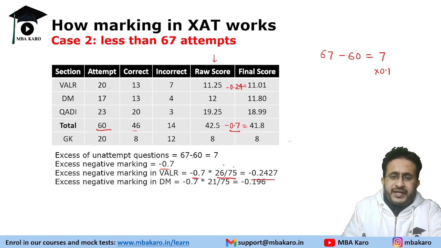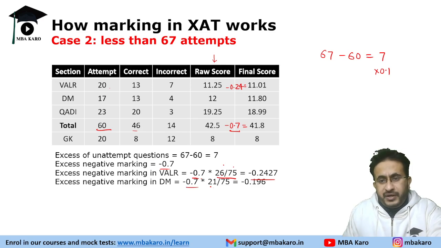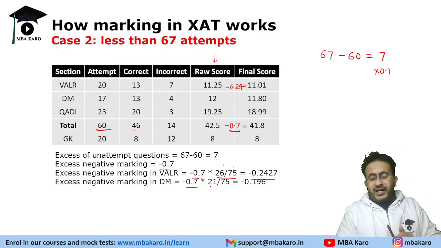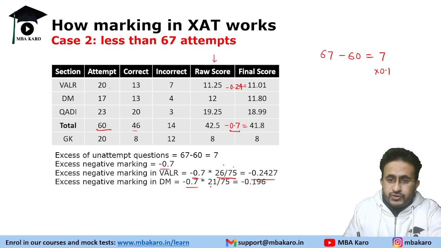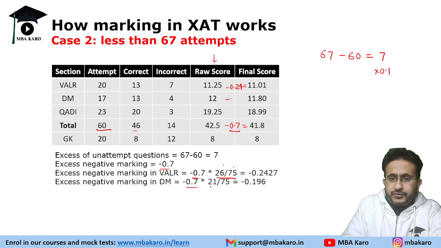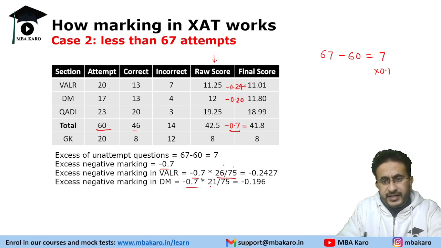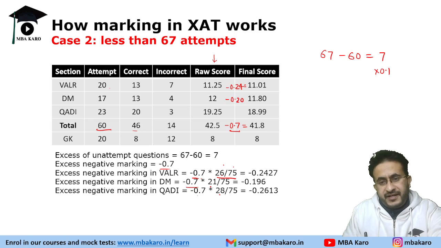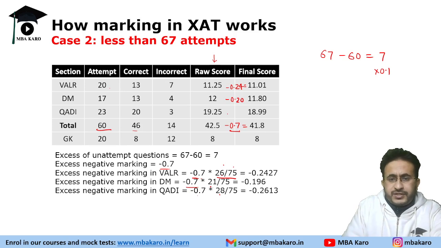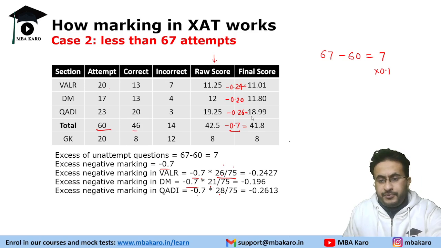Now, if you talk about DM, DM has 21 questions. So, minus 0.7 into 21 by 75. The deduction will be the maximum in quant and the least in DM. If you round it off, it will be 0.20. So, in DM, your score will become 11.8. And in quant, you will lose 0.7 into 28 by 75, which is 0.26, so your score will be 18.99.